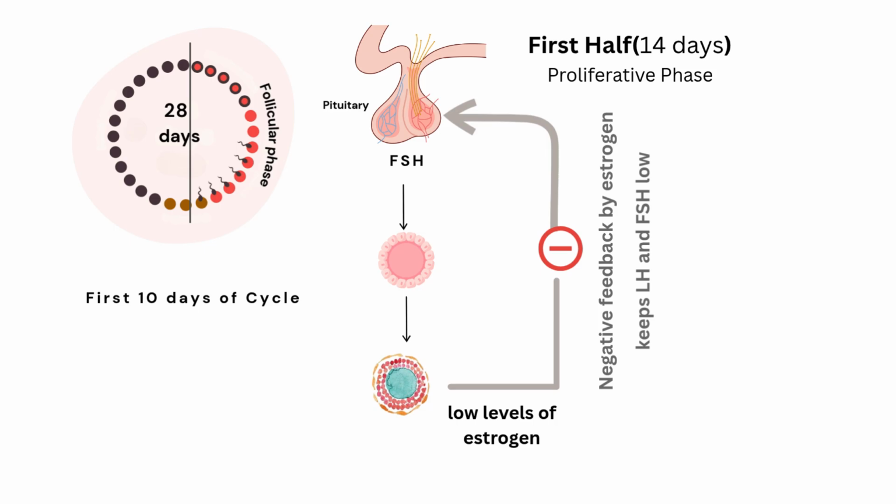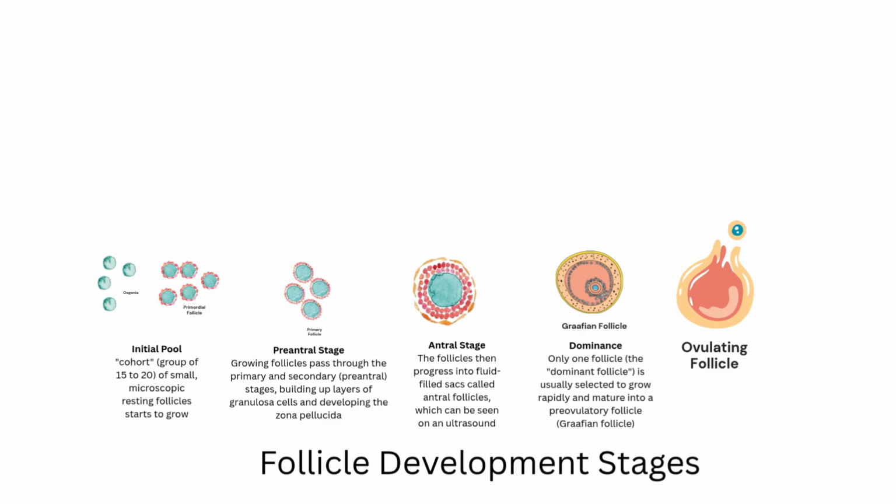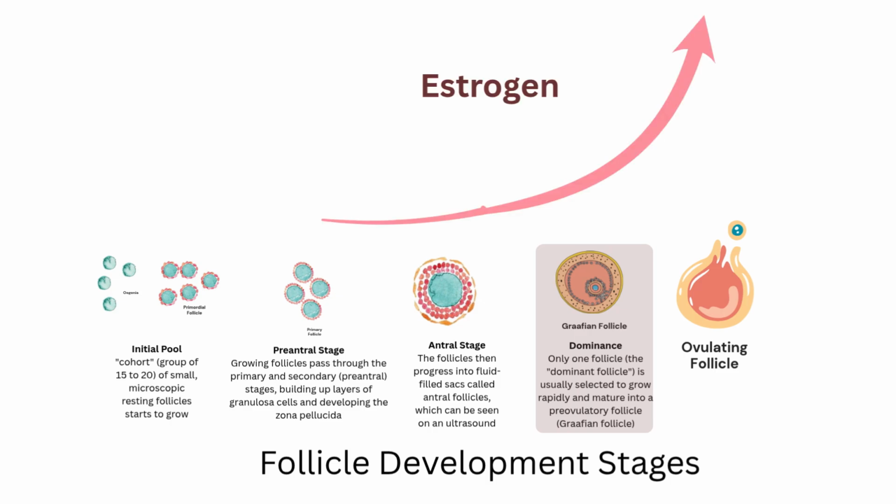But here is your absolute high-yield takeaway. Out of all those growing follicles, one emerges as the dominant follicle. It develops the most FSH receptors and just starts pumping out massive amounts of estrogen. And as blood estrogen levels climb super high, the switch flips. Estrogen suddenly becomes a positive feedback signal. It makes the pituitary highly responsive to GnRH, effectively slamming that physiological gas pedal straight to the floor.